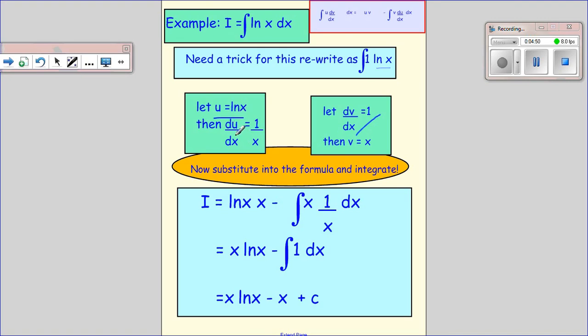Then we differentiate: du by dx equals 1 over x, and dv by dx equals 1 will integrate to v equals x. Then I put all my bits in, u, v, du by dx. So I just slotted it all in, and you can see that rather cleverly this x and this x cancel. So we're just left with the integral of 1. The integral of 1 is just x, so this becomes x ln x minus x plus c.